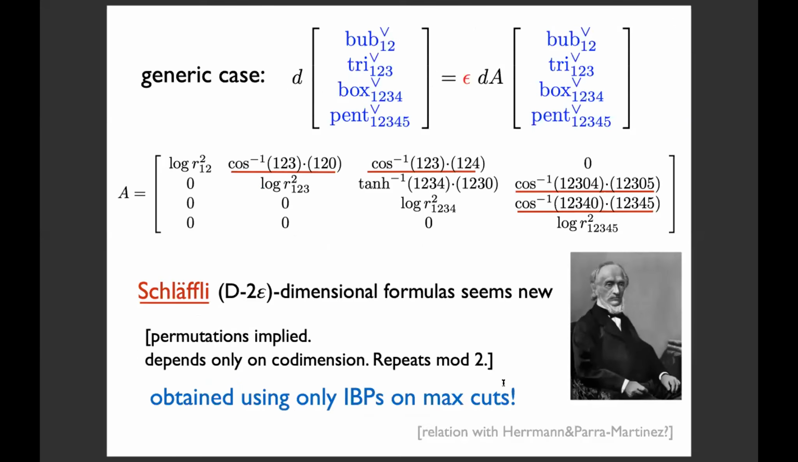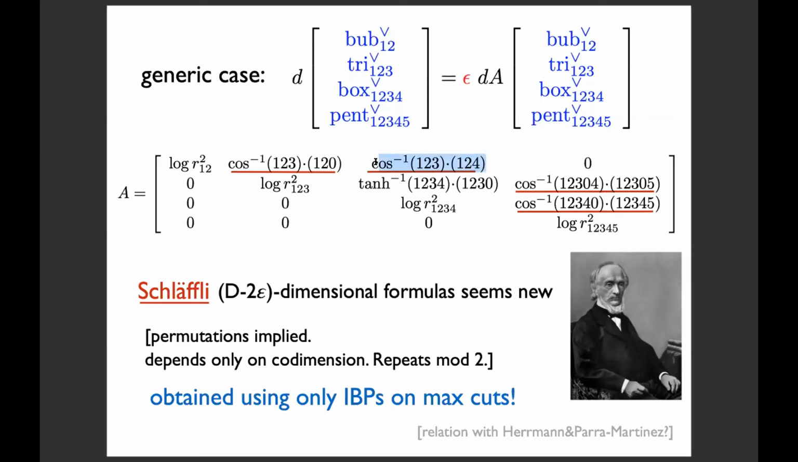Using this method, we constructed the general differential equation satisfied by one-loop integrals in any dimension. The function comes out naturally in canonical form, and a lot of these entries are simple to understand. Like in 1850, Schläfli computed the derivative of the box integral and found it was the derivative of an angle times a bubble integral.